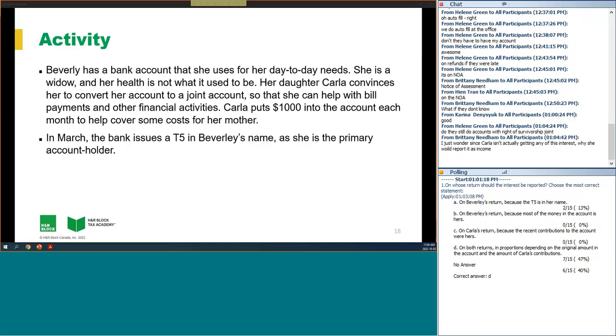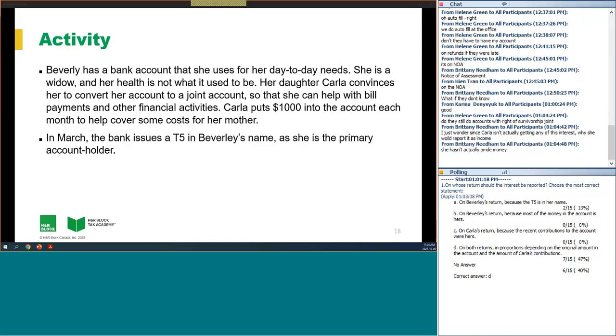And Brittany, if Carla isn't getting the interest, why would she report it as income? Well, the reality is she is getting it as interest because she is supporting her mom, and the interest is helping her to support her mom. She might, in this case, depending on the scenario, be getting a tax credit for helping her mom, which we're going to learn about later.